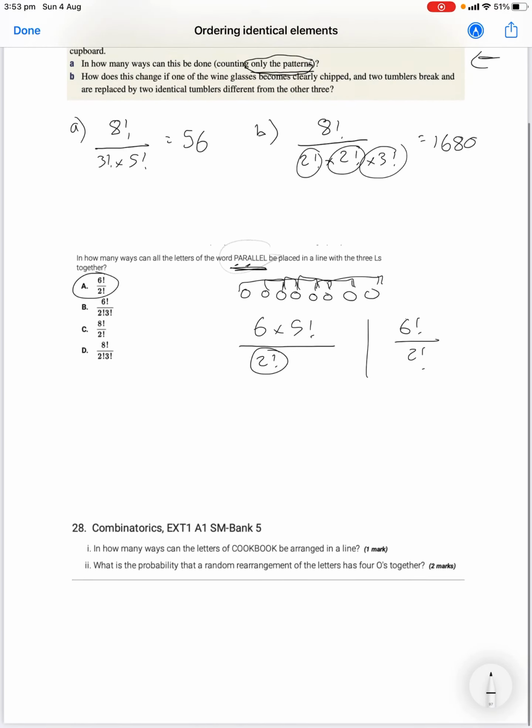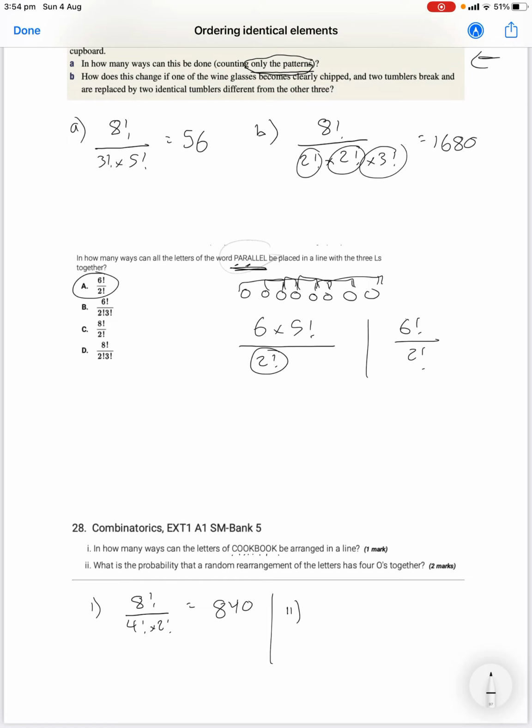Final last one. In how many ways can the letters of cookbook be arranged in a line? And then what is the probability that the random arrangement has the 4 O's together? Looking at the total combinations we can have, how many letters are there? 1, 2, 3, 4, 5, 6, 7, 8. So it's 8 factorial divided by 4 factorial because there are 4 O's, times 2 factorial for the 2 K's because they're repeating, which gives me 840.